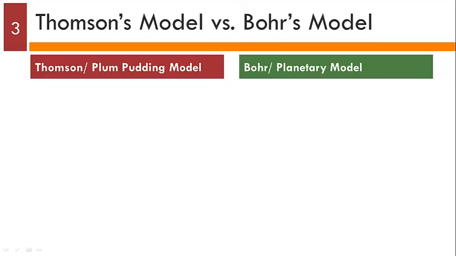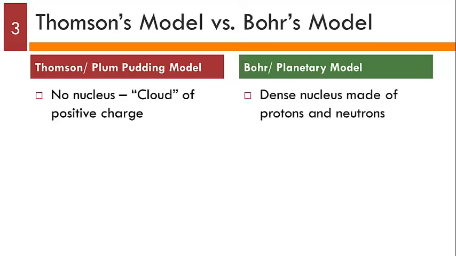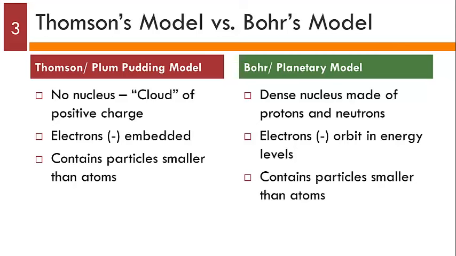So in summary, the Thomson or plum pudding model of the atom has no nucleus. Instead, there's just this cloud that has a positive charge. The Bohr model, also called the planetary model, has a dense nucleus that is made of protons and neutrons. In the plum pudding model, the electrons are embedded within the cloud. And in the Bohr model, those electrons are orbiting in energy levels. Both the plum pudding model and the planetary model contain subatomic particles, so they both contain electrons.